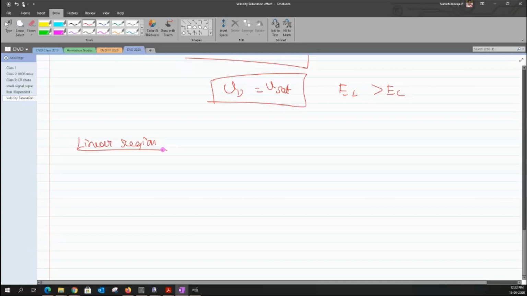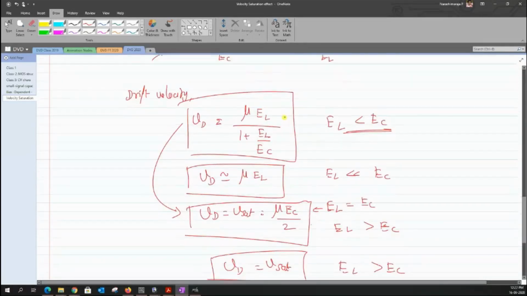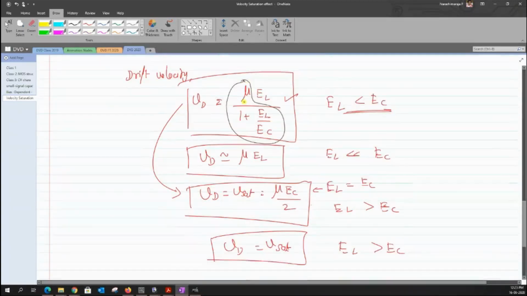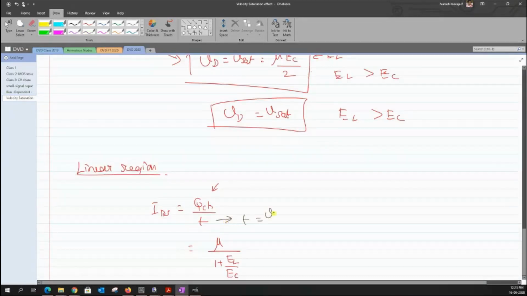Okay. Now, as I said, the current equation, as we did for the long channel, can be written as the channel charge divided by the transit time. We end up having something like mu times 1 plus our lateral electric field divided by EC. So you could clearly see that this particular term is happening just because of this particular substitution. The transit time T can be written as the length of the channel divided by the drift velocity.